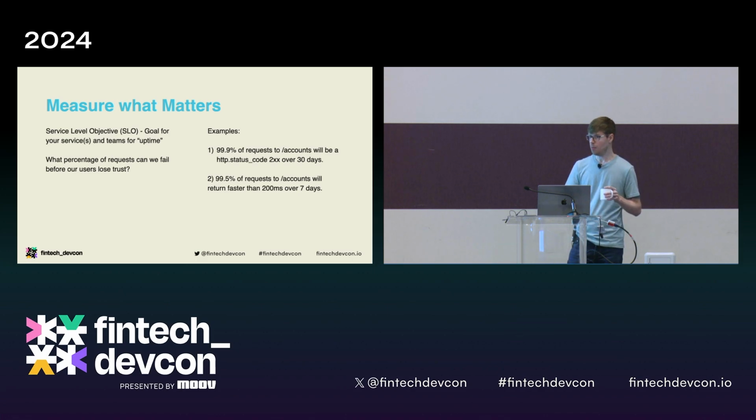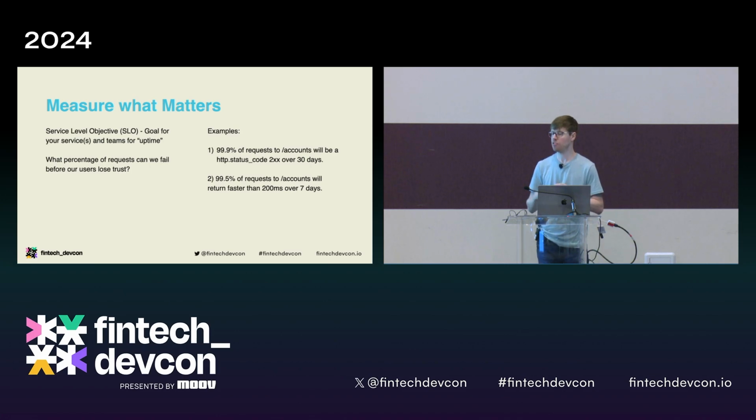So we can define up as a Boolean. Now we need to define what amount of time is up. What's good enough for your customers? How many times do you need to use an app and have it break before you uninstall? Is that happening to your app? What percentage of requests can we fail before our users lose our trust? And that's, once again, going to be contextual to your application.